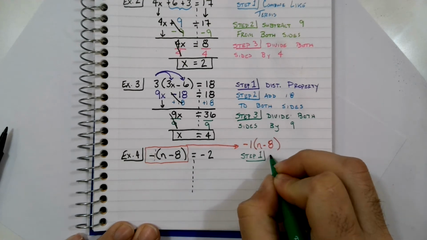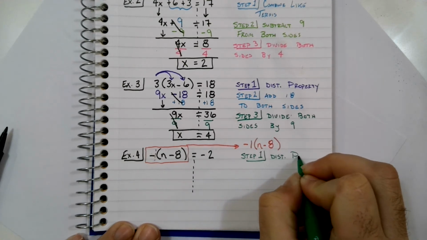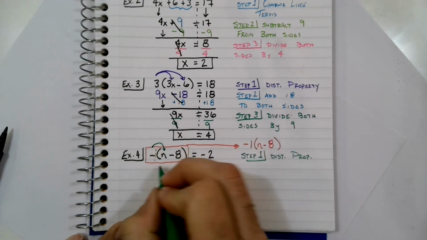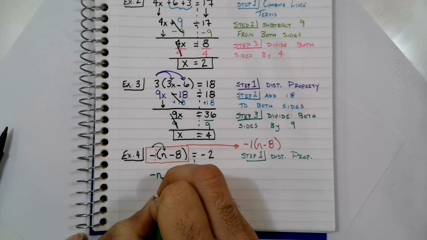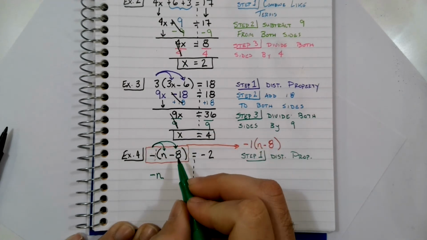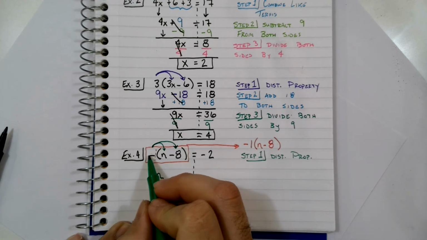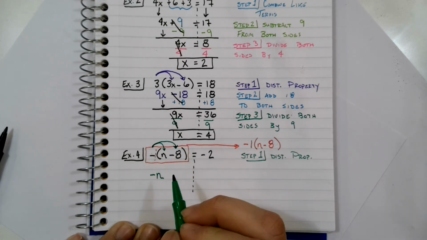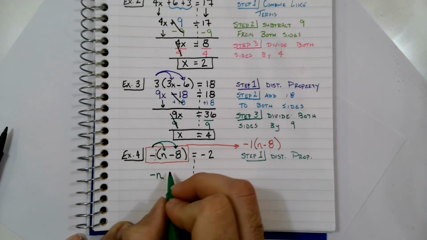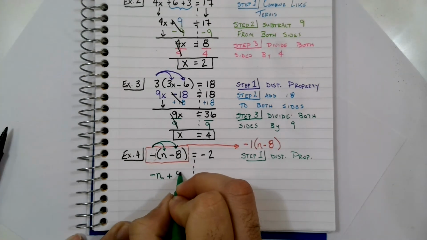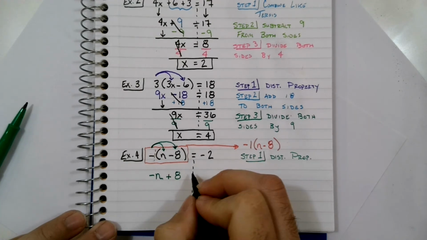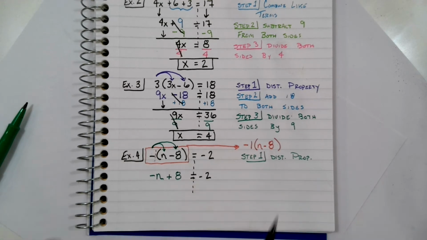So step 1, we're going to do distributive property here. So negative 1 times n is just negative n. Negative 1 times negative 8. Again, this is where we need to focus. You let your multiplication determine your sign. Don't just bring that minus sign down. Negative 1 times negative 8 is positive 8. If you bring that negative sign down, you would be incorrect there. Equals negative 2.